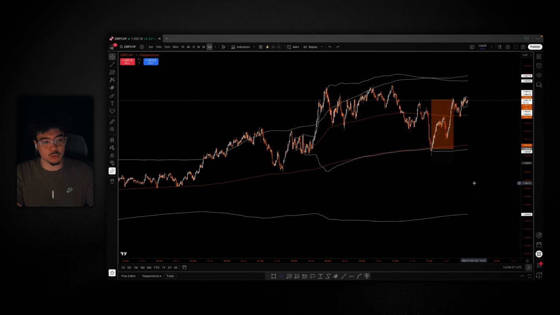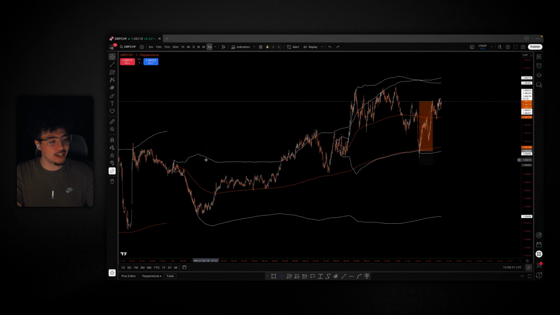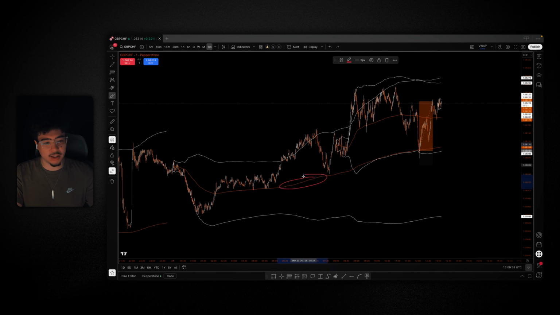So let's go back to the H1. What do we have here? Well, again, let me just clarify. We have our daily opening VWAP, which starts all the way back here. So we've got our daily fair value, which is the middle orange line right here.